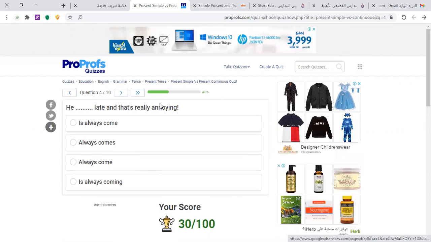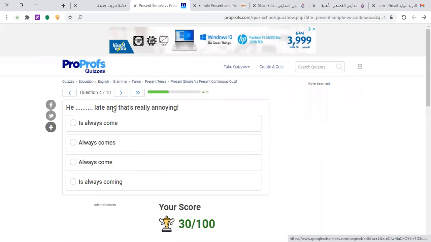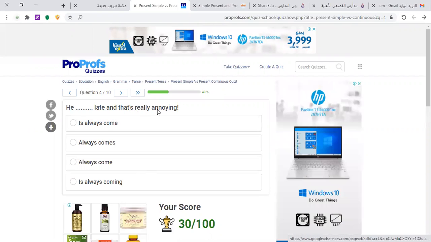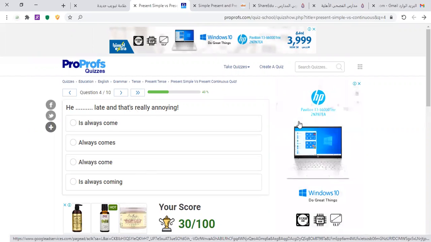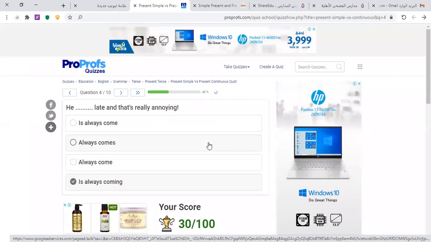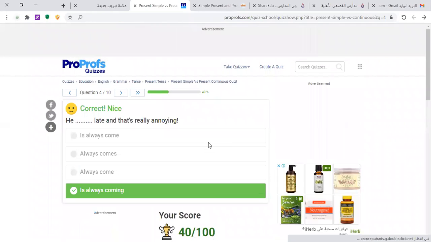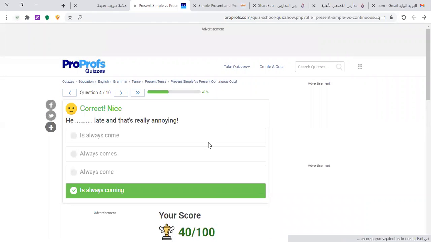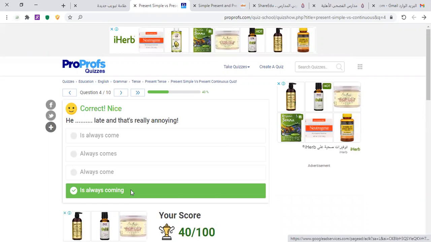Number 4, it's going to be our last one. He late and that's really annoying. Yes, Ragda. He is always coming late. This is one of the things that is a changing and ongoing situation. That's why, even though we used always, it's going to be with a verb with ing.